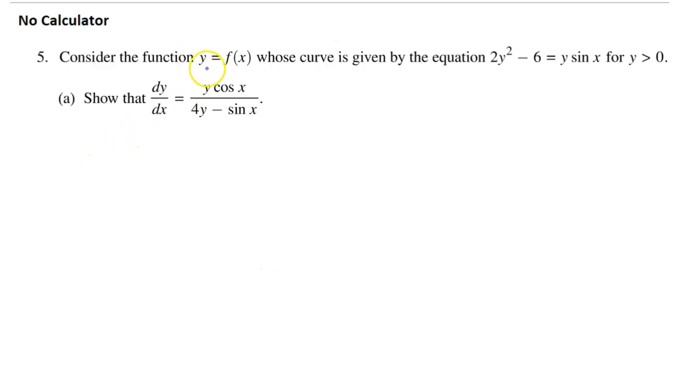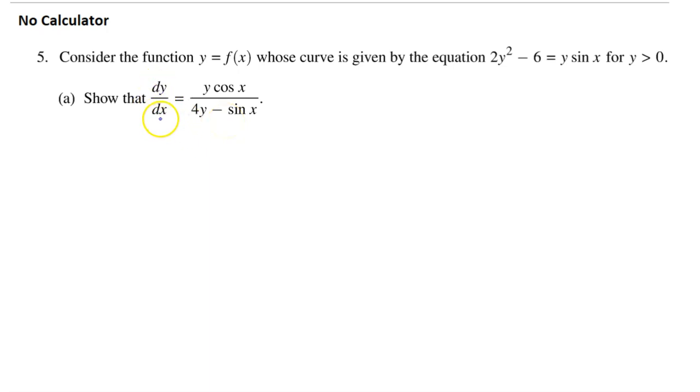Consider the function y equals f of x, whose curve is given by the equation 2y squared minus 6 equals y sine x for y greater than 0. Part A, show that dy/dx is equal to y cosine x over 4y minus sine x.